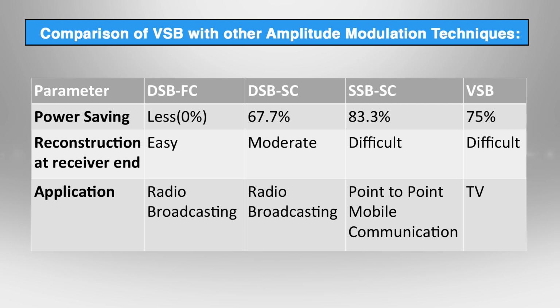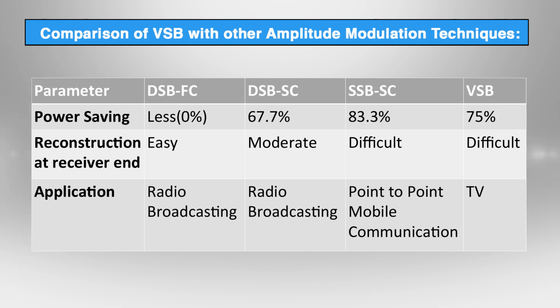Now, the next parameter is the application. The double sideband full carrier is used in radio broadcasting applications. The double sideband suppressed carrier is also used in radio broadcasting. The single sideband suppressed carrier is used in point-to-point mobile communication, whereas vestigial sideband is used in television and other communication systems.